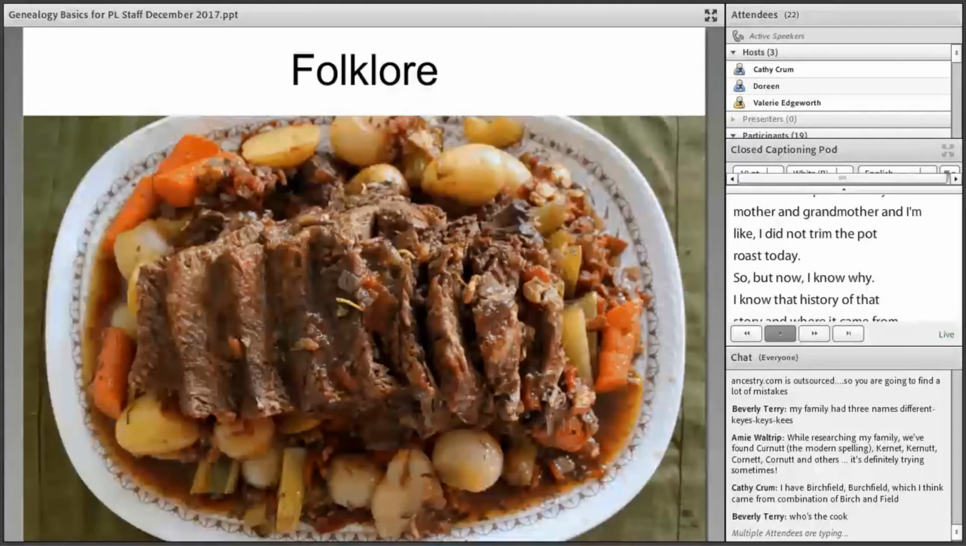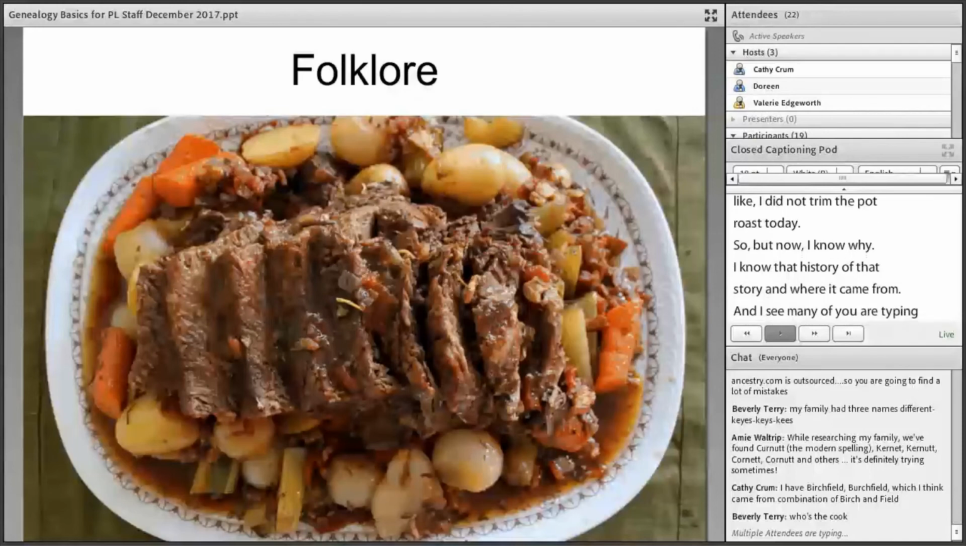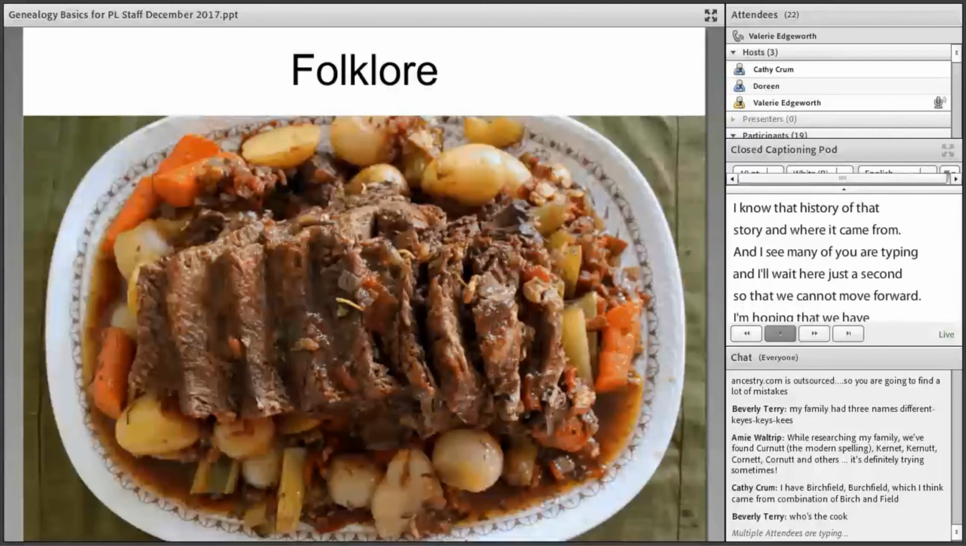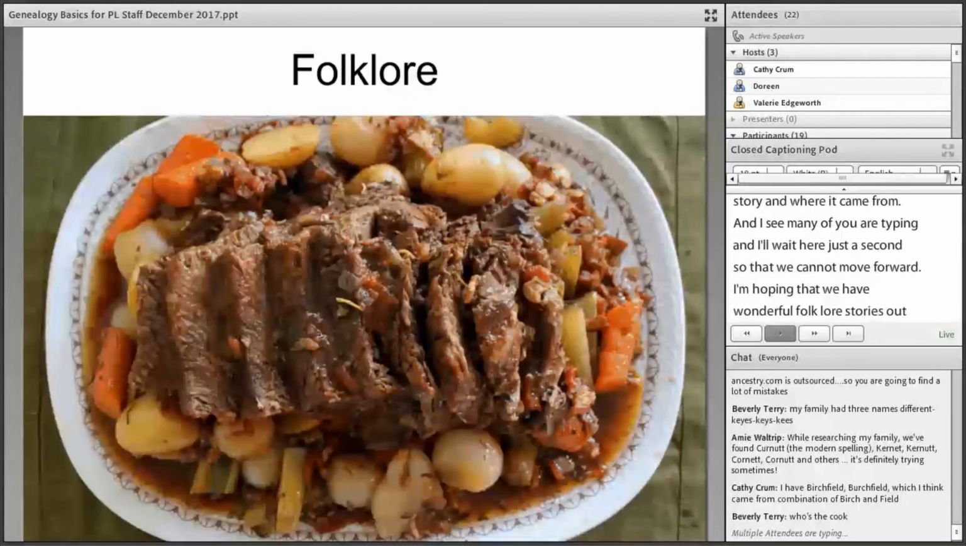I see many of you are typing. I'm going to wait here just a second so that we can not move forward. I'm hoping we have some wonderful folklore stories out there. So I'm going to pause for just about 10-20 seconds.